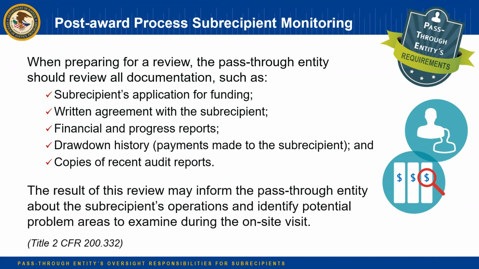So when preparing for a review, and I want to say both, whether we're talking about a desk review and or on-site review, there are certain things that you want to look at. The subrecipient application, okay, so what did they apply for? What did they say that they were going to do? You want to look at their financial reports and their progress reports. Are they on target to meet the objectives? Have they overspent the award with still a lot of work left to be done on this particular program?